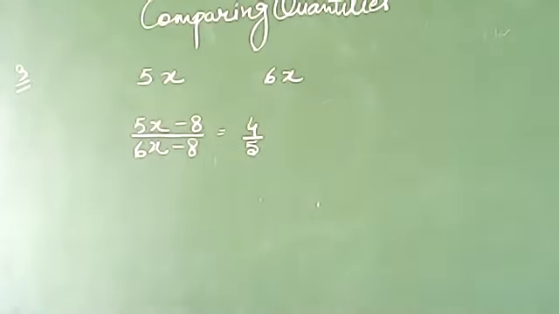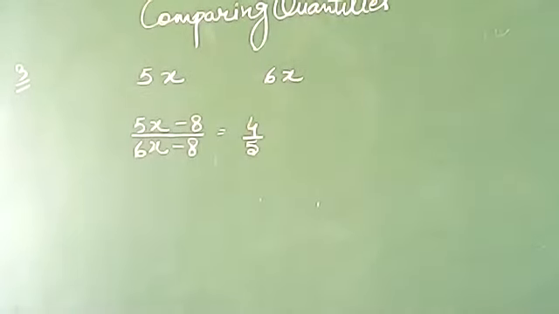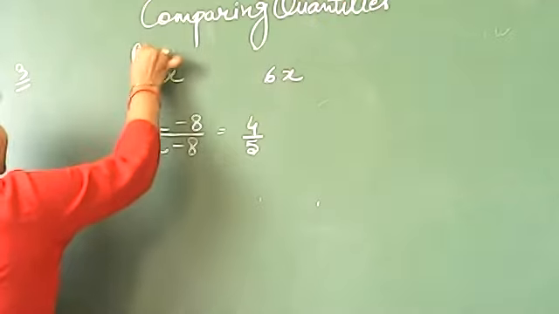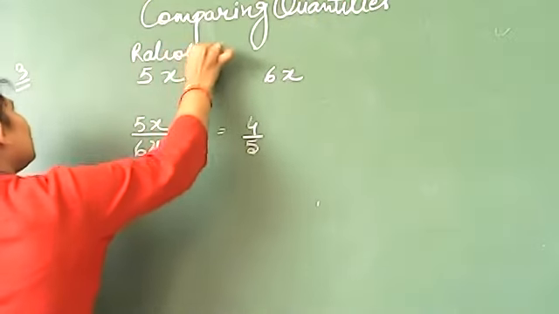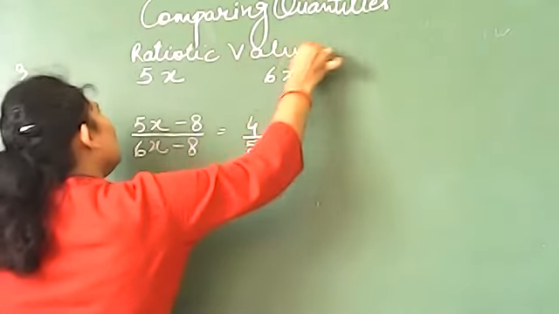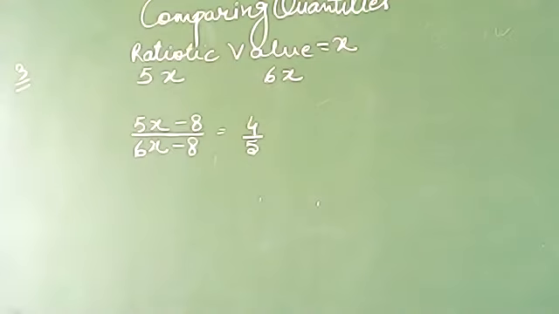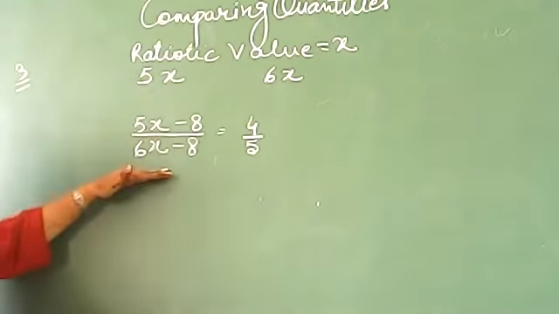Remember, once again revising, 5:6 was the ratio of the numbers. So I have taken 5x and 6x, with the ratio value as x. So the numbers became 5x and 6x. And now the ratio form would be 5x by 6x.